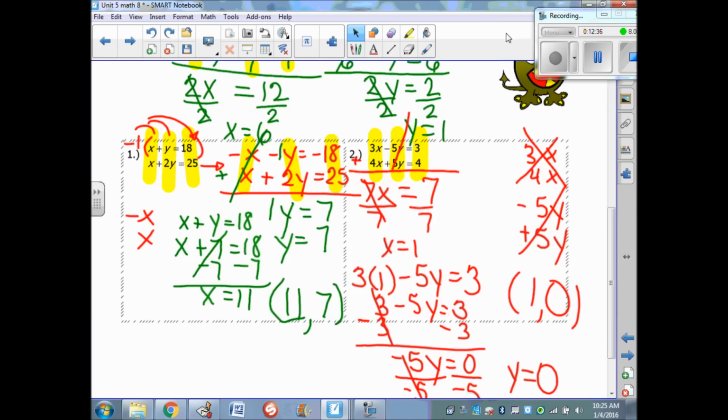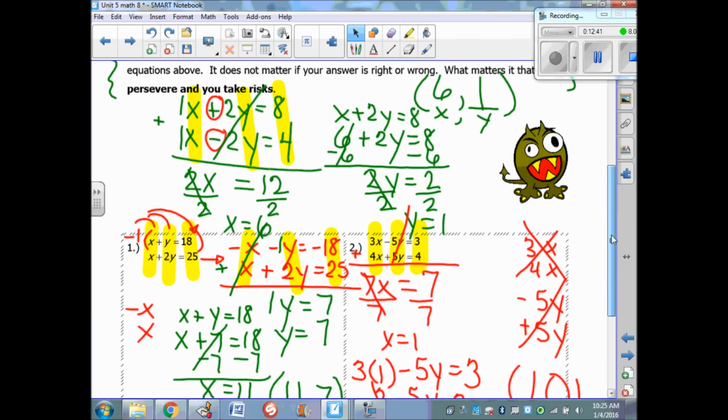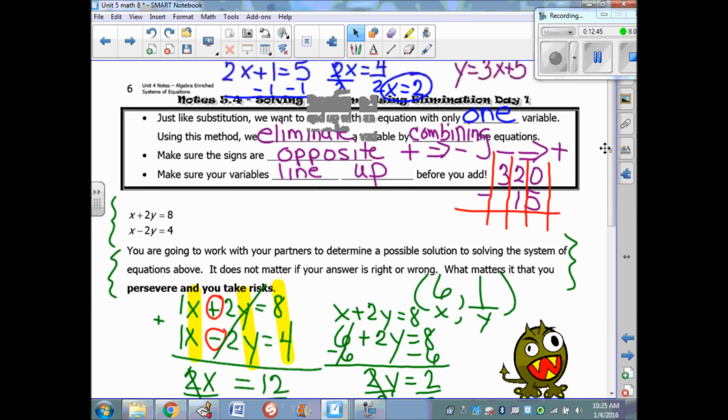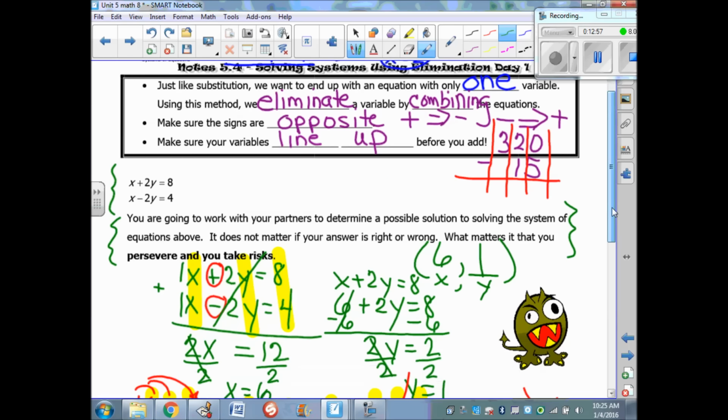Okay? So tomorrow in class, we're going to have these out. You're going to be constantly referring back up to these steps. And we're going to practice and practice and practice, and I guarantee you guys will start to see how easy solving a system of equations by elimination is. Nice job.